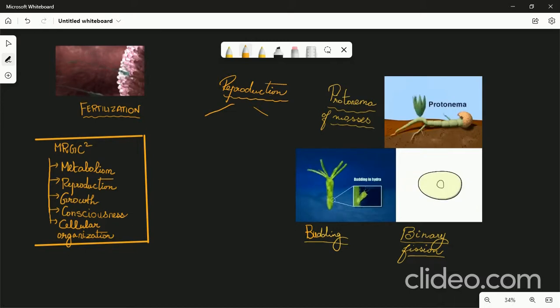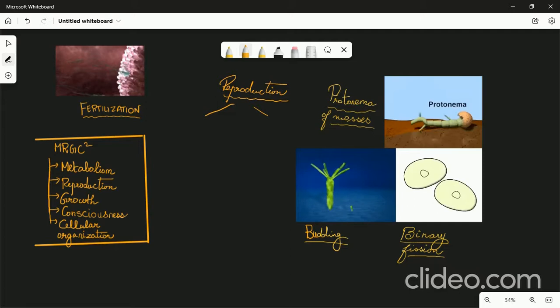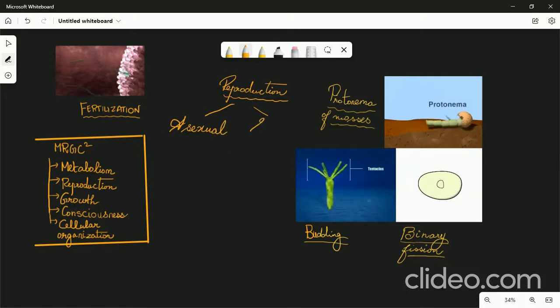Here, what is reproduction? The giving birth of young ones is called reproduction. What is the importance of reproduction? Sustaining our generation is one of the most important things about reproduction. Now reproduction is classified into two types. One is asexual reproduction and the next one is sexual reproduction.